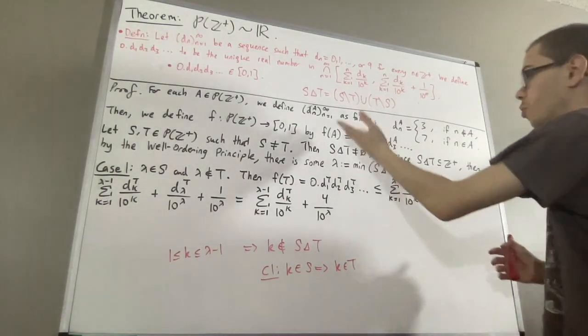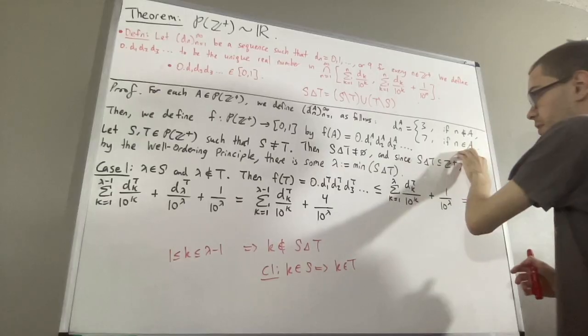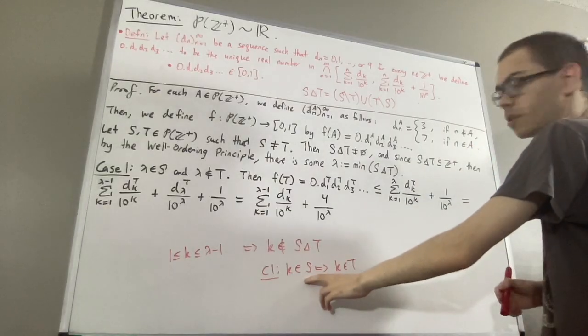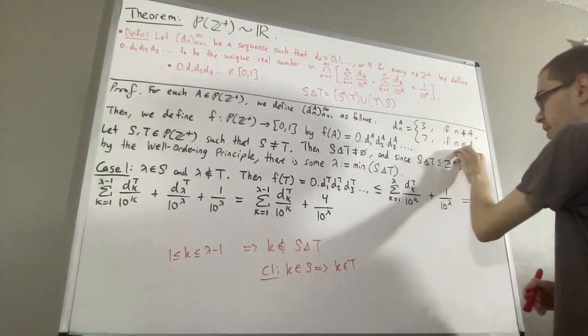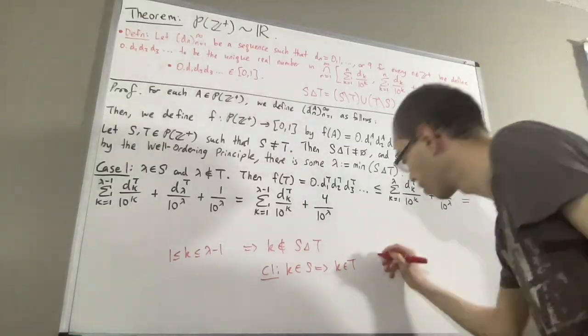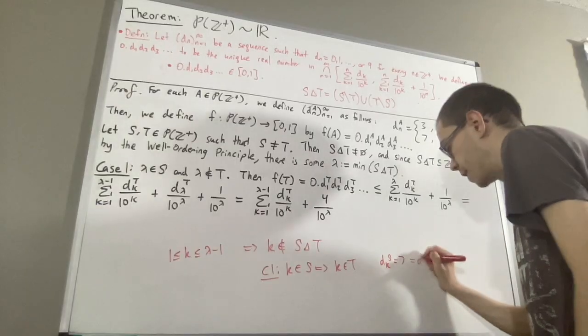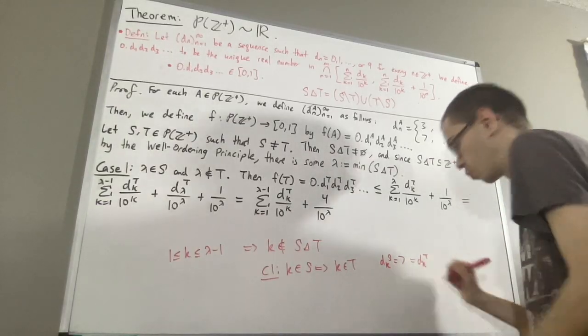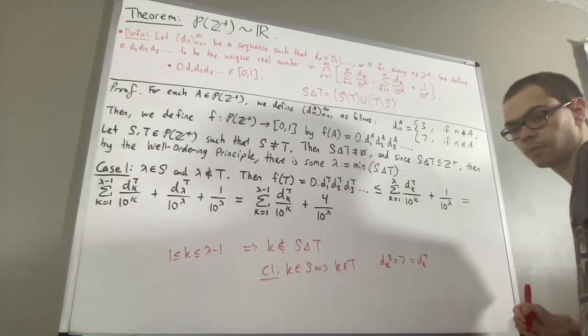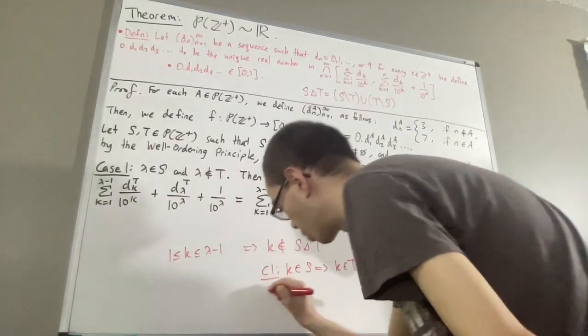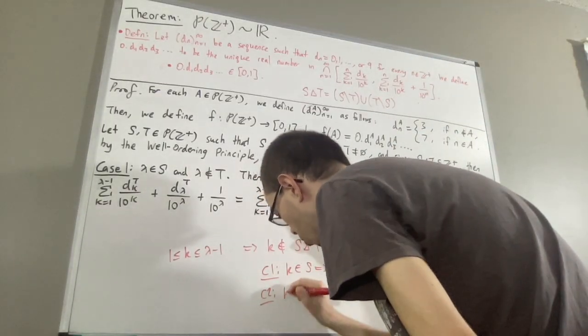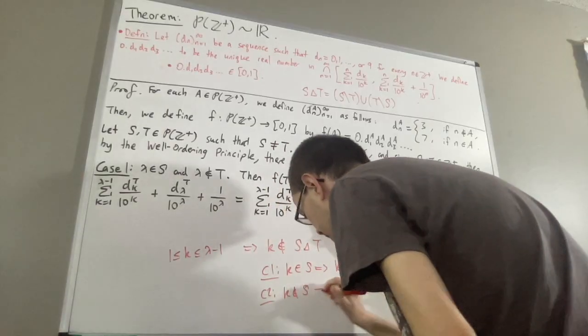But now let's go to the definition of these sequences. Since k is an element of s, that means we fall under this case. dks is equal to 7. And similarly, because k is an element of t, we're going to have dkt equal to 7 as well. So they're both equal. So that completes case 1. Now let's move on to case 2. What happens if k is not an element of s?